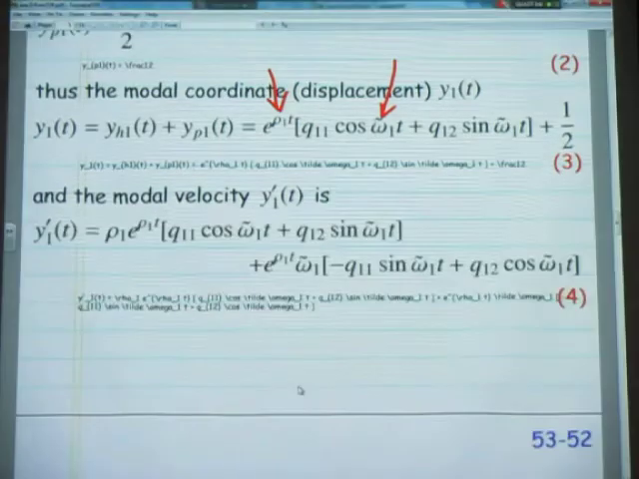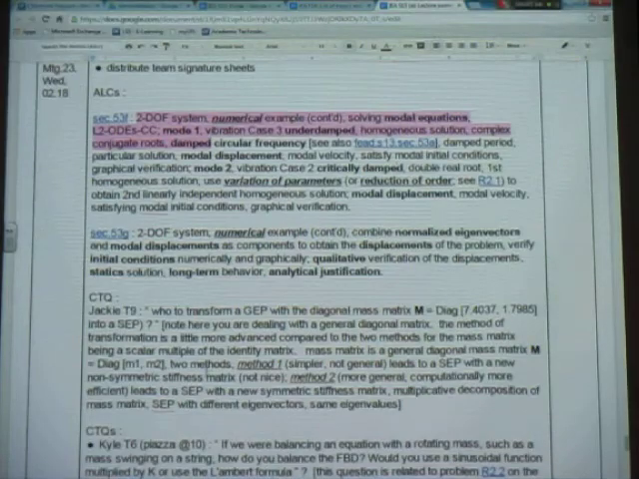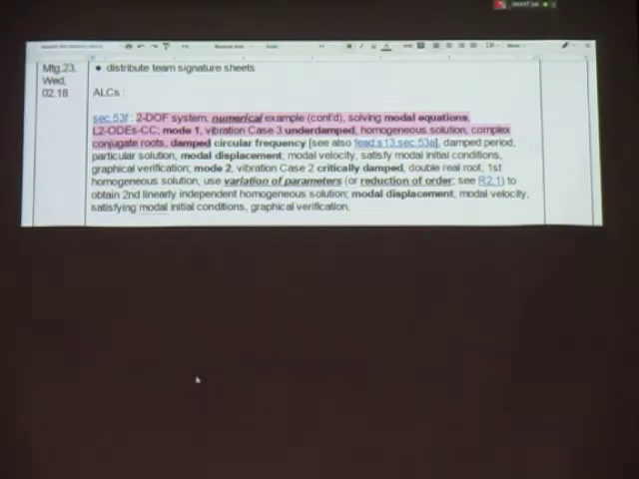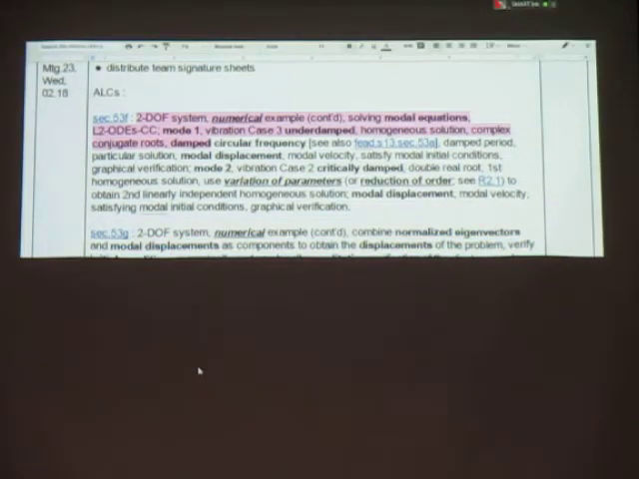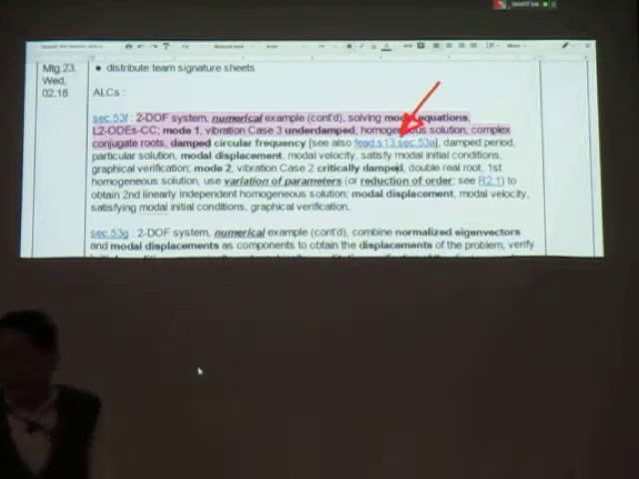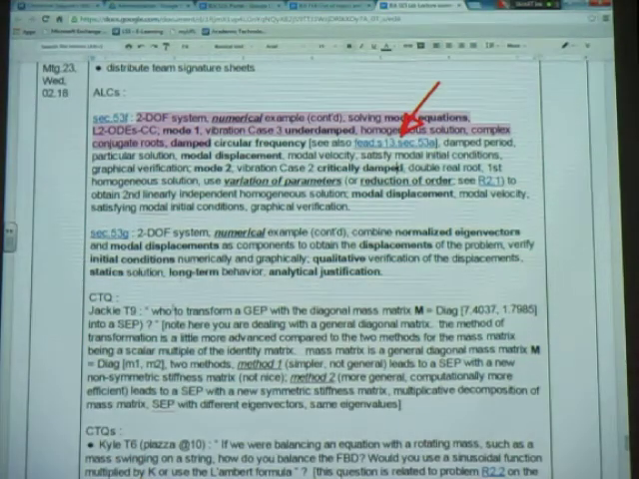For those of you who are interested, I gave a reference in my lecture summary here. That's this section here. So if you are interested to read further, please do so. I will not go through the details. Okay. In that section 53A for finite element, I have that concept of the damped circular frequency explained.